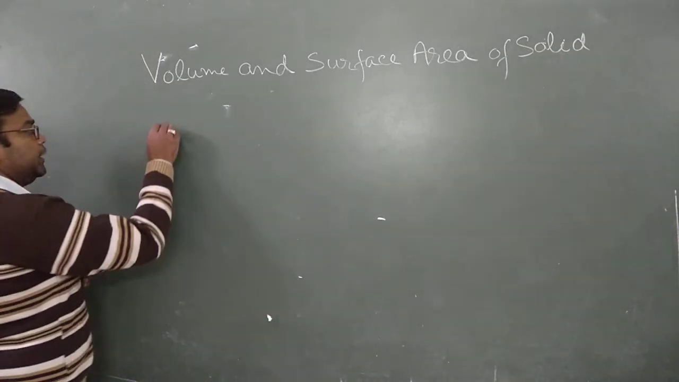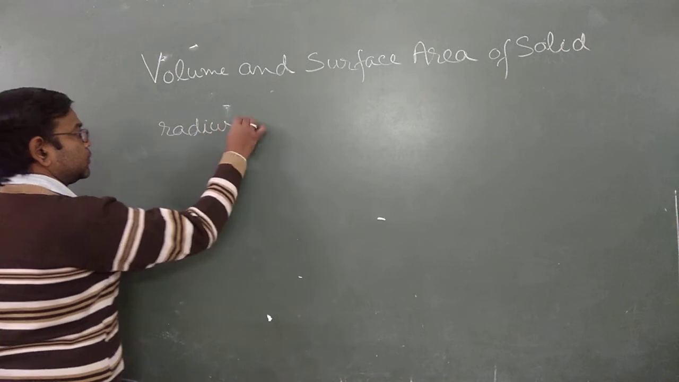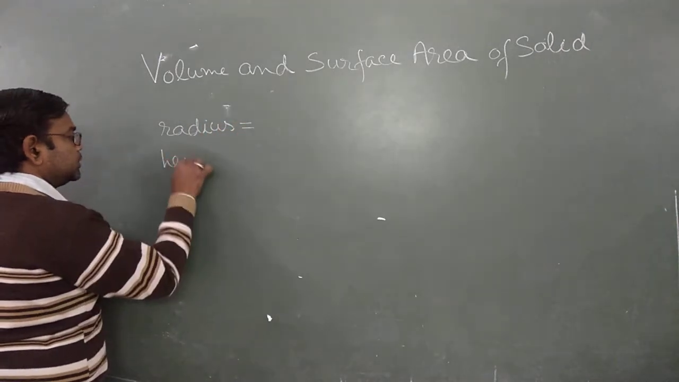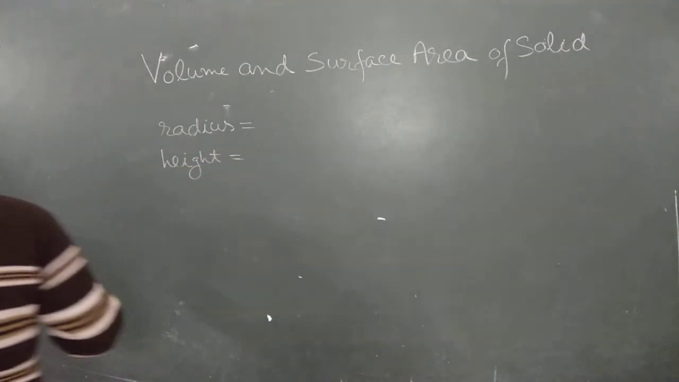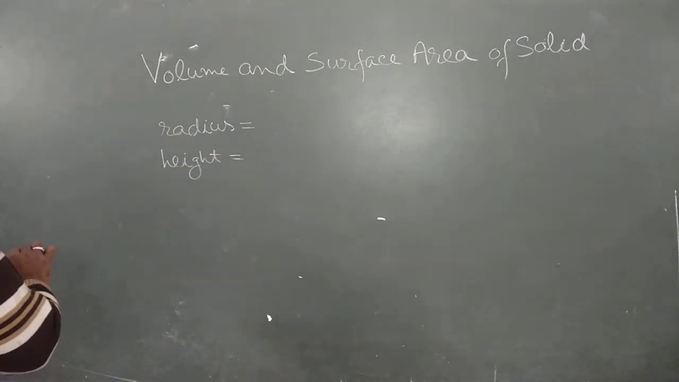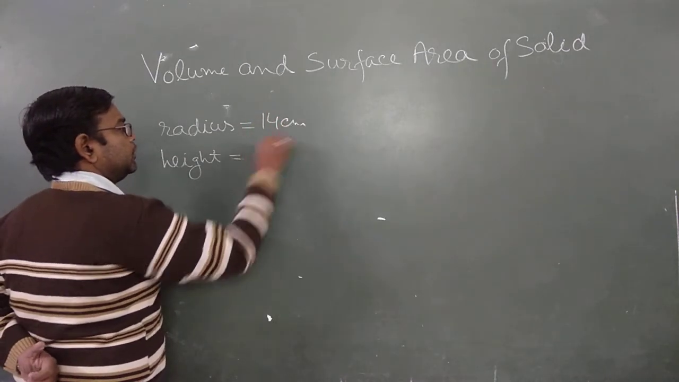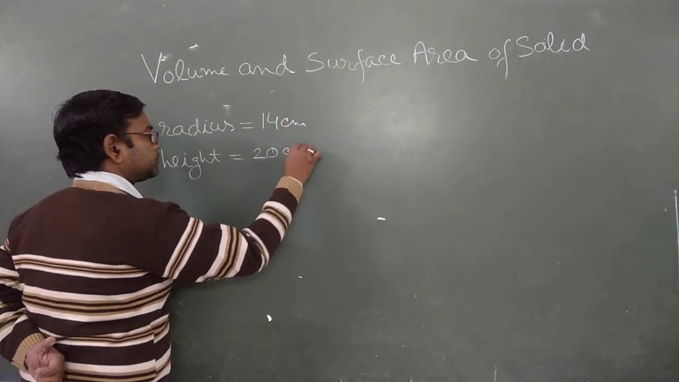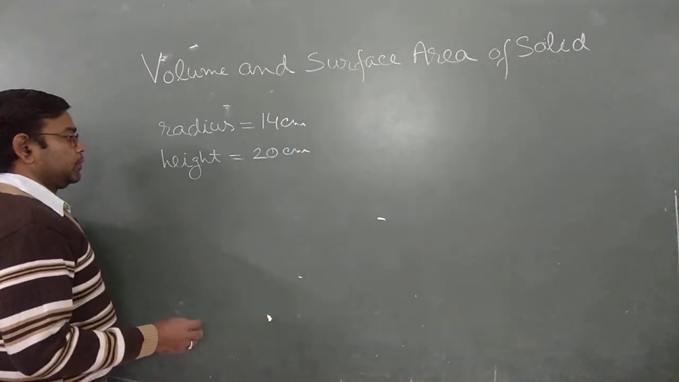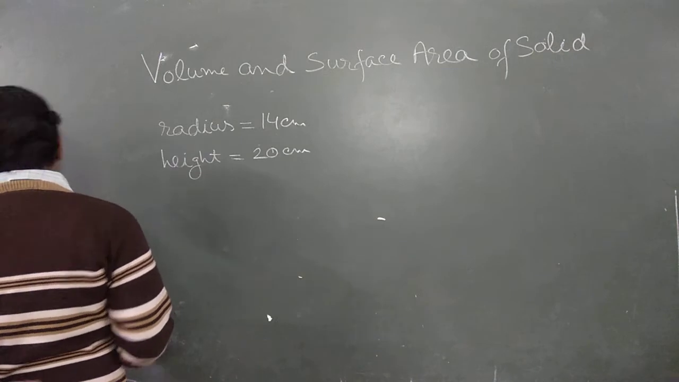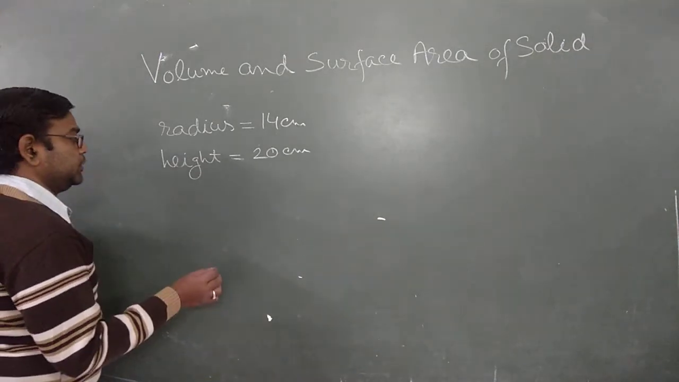Suppose the radius of a cylinder is given to you. Clear? Also the height is given to you. If the radius is 14 centimeter, the height is 20 centimeter. The question says find the total surface area of the cylinder, and also the curved surface area.